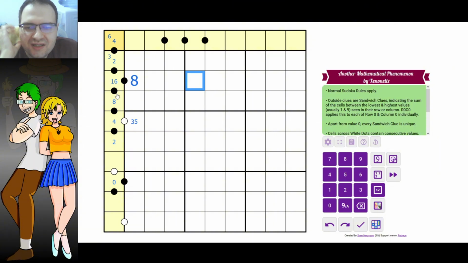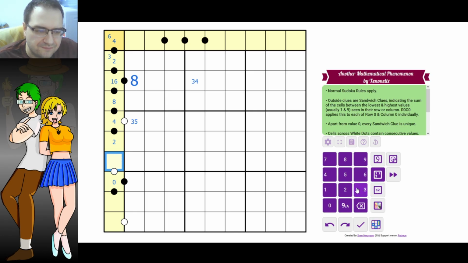If we take the 2, we have 20. We have 30. And we need 34 more if we take the 2 with us. So if this was the 0, this needs to be 34. Aha. It cannot be 30.